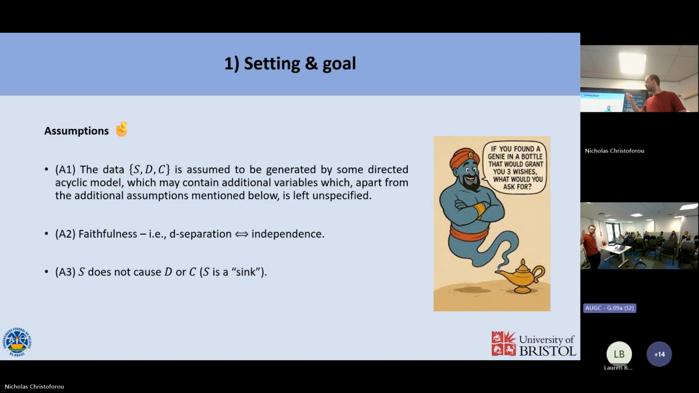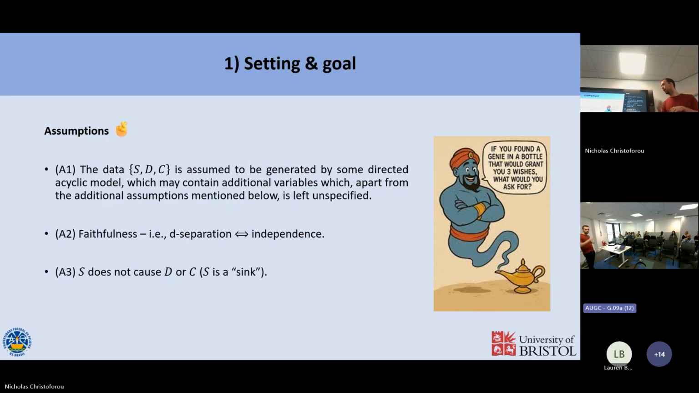The proofs for this procedure are going to rely on arrows and stuff, so I need to assume that that makes sense. The second assumption is faithfulness. Faithfulness essentially says that when there are no open paths between two variables in a graph, that is equivalent to statistical independence. That's not always true, so I need to assume it is true because I'm going to use that at some point.